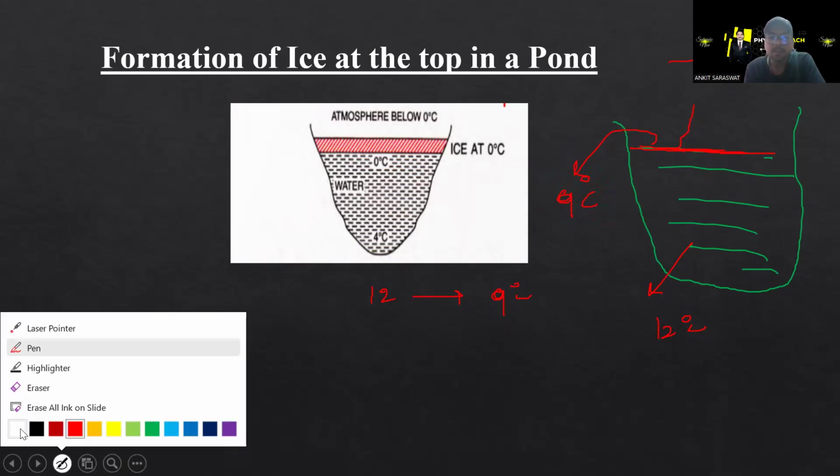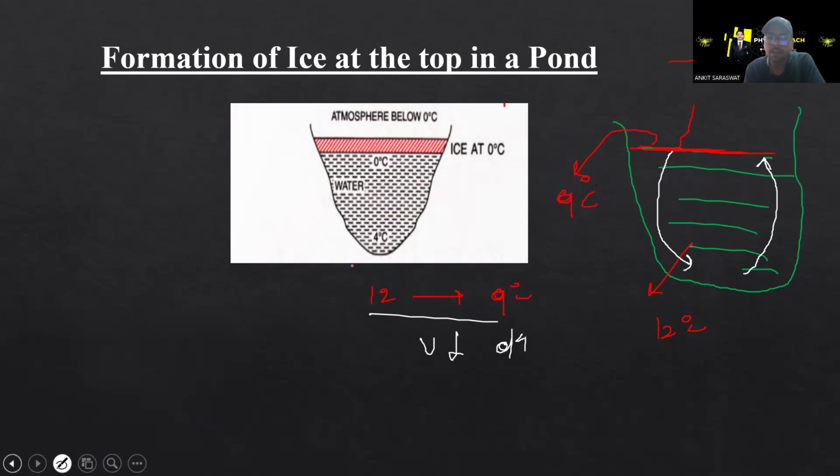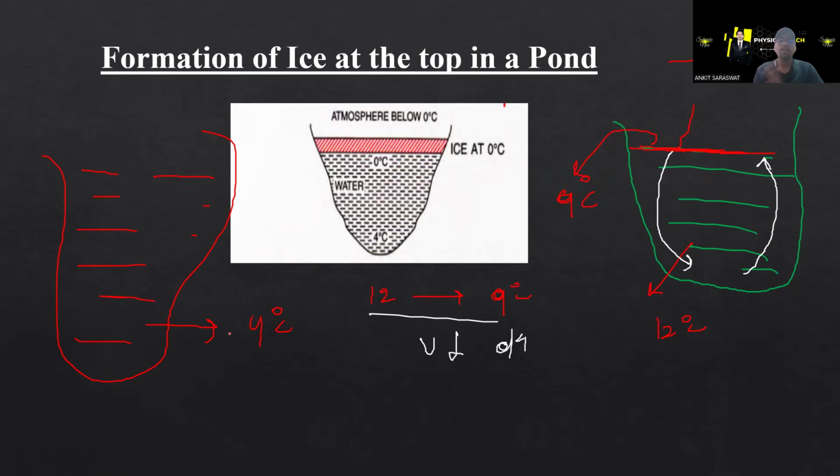Then the volume is going to decrease. If you decrease temperature, volume decreases. Volume decrease means density increases. The upper portion becomes heavier, so it is going down. The lower portion is lighter, so it is coming up. So this convection current is generated, and because of that, the entire water after some time reaches 4 degrees Celsius.